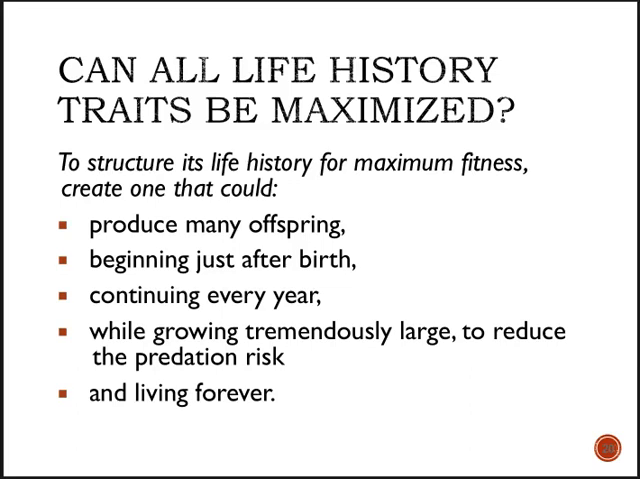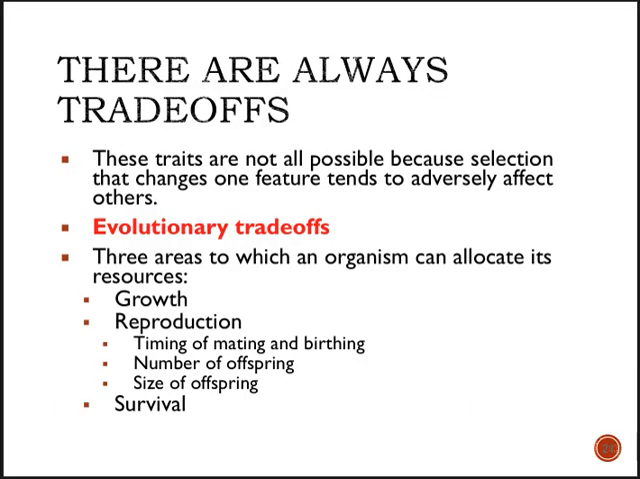So we call these trade-offs, and specifically we call them evolutionary trade-offs. It's not possible to have all of those things occur. So there's only so many things that you can allocate your resources to. You can allocate them to growth, you can allocate them to reproduction, and there's lots of different parts of reproduction, like when you mate, number of offspring you have, the size of your offspring, all those things are about reproduction. Or you can allocate that to survival. Think about a big pie chart. You literally cannot allocate everything 100% into those three categories.